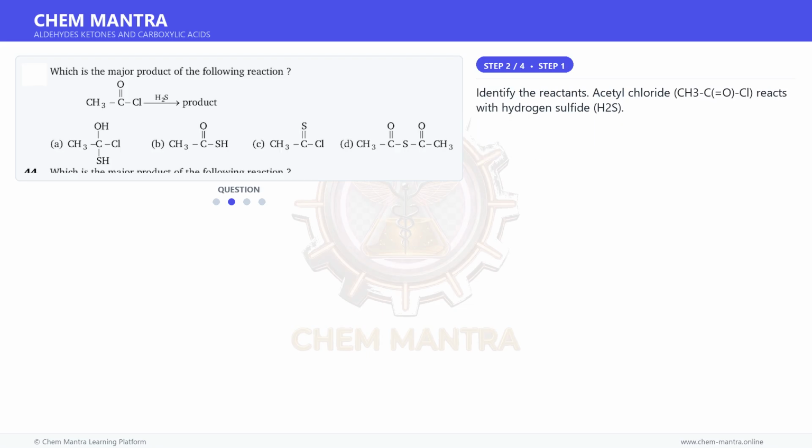Moving on to the next step. Identify the reactants. Acetyl chloride, CH3C=OCl, reacts with hydrogen sulfide, H2S.